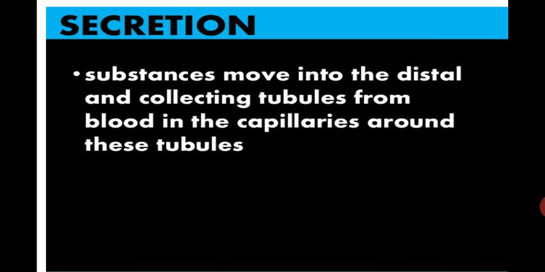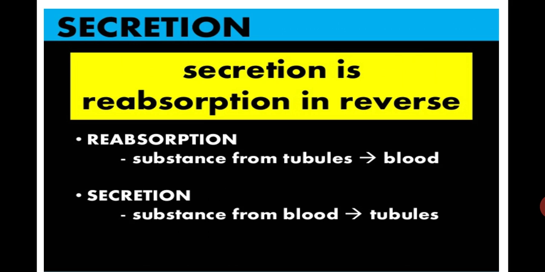So we will define secretion: the substances move into the distal and the collecting tubules from the blood in the capillaries around these tubules. So these are the different types of substances which are moving from the bloodstream into the tubules, and these are all called secretions. So the secretion is the reabsorption in reverse.